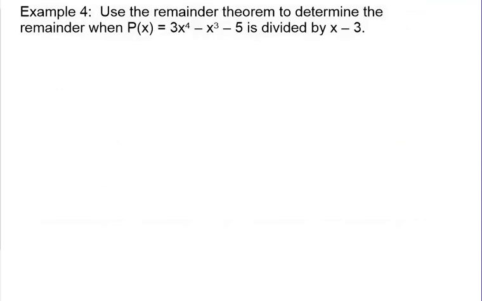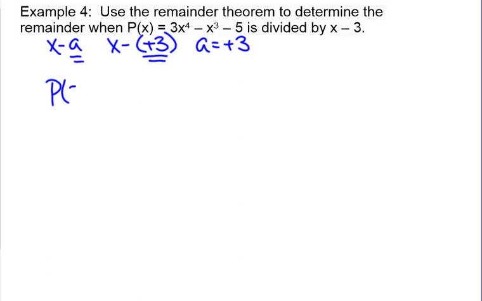So example 4, use the remainder theorem to determine the remainder when p of x is equal to 3x to the 4 subtract x cubed subtract 5 and is divided by x subtract 3. So we're saying, if we're looking at that x subtract a to figure out what our a is, well, this is x subtract positive 3. So our a is positive 3. So p of 3 is equal to 3 times 3 to the power of 4 subtract 3 cubed subtract 5.